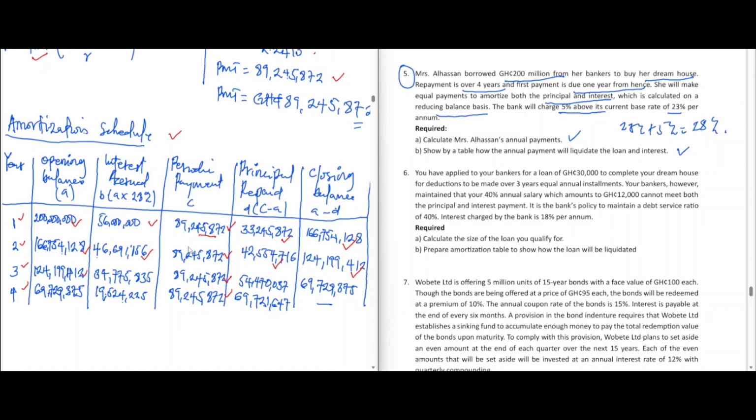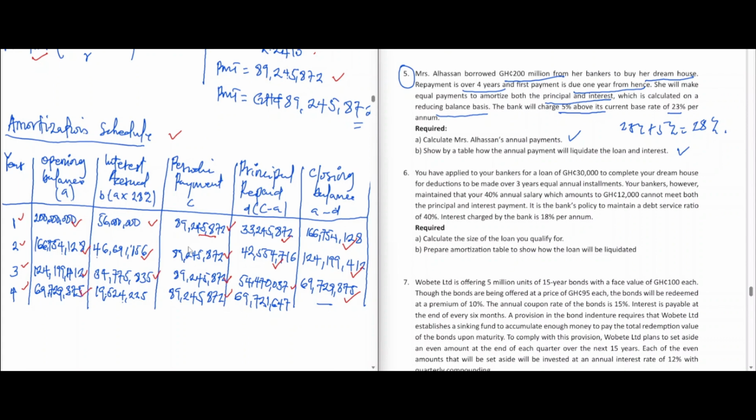Then we calculate 28% interest on it, which will give us 34.775835 million, right? And we make a periodic payment of 89.2 million. Our principal repaid for year 3 is 89.2 million minus 34.775 million, which will give us 54,470,073 Ghana cedis. So our closing balance after taking the principal repaid from the opening balance will give us 69,729,375. So this amount will now become the opening balance for year 4.